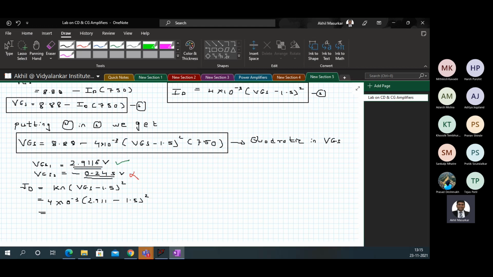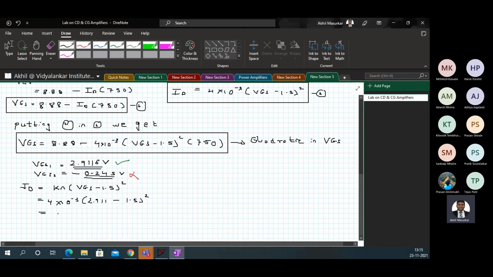What is the value of ID? 7.96 milliamperes. 7.96 milliamps. Okay, so this also helps us to calculate the value of GM.